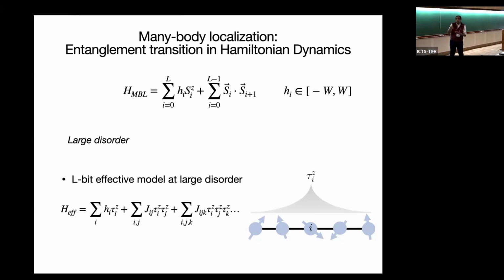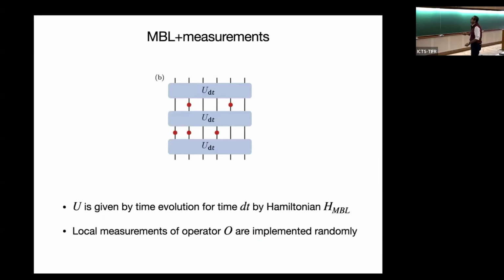Because you could imagine that if you measure certain operators which have overlaps with the tau z, your approximate l-bits, then maybe you can stabilize localization much more than in an isolated system. So let me set the problem up. The way we'll study this problem is to perform some unitary time evolution for some time dt given by the MBL Hamiltonian that I wrote down earlier. And then we'll make some probabilistic measurements on the state using some local operators. And the local operators may or may not have the symmetry.